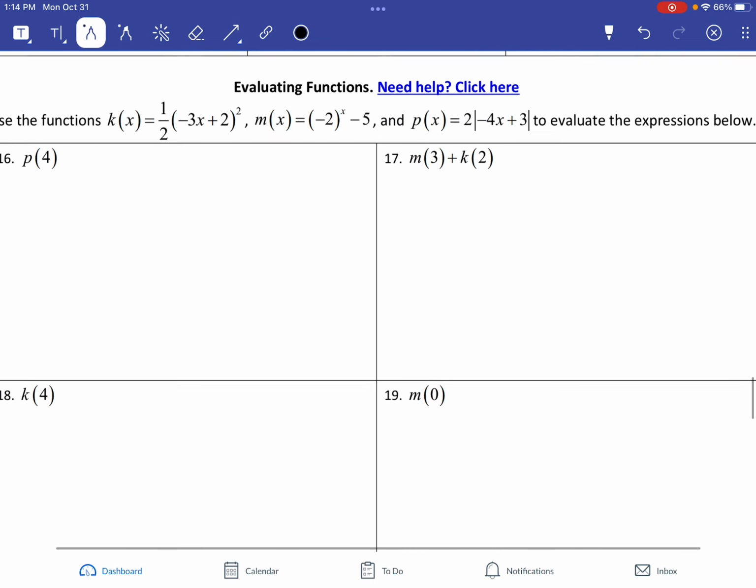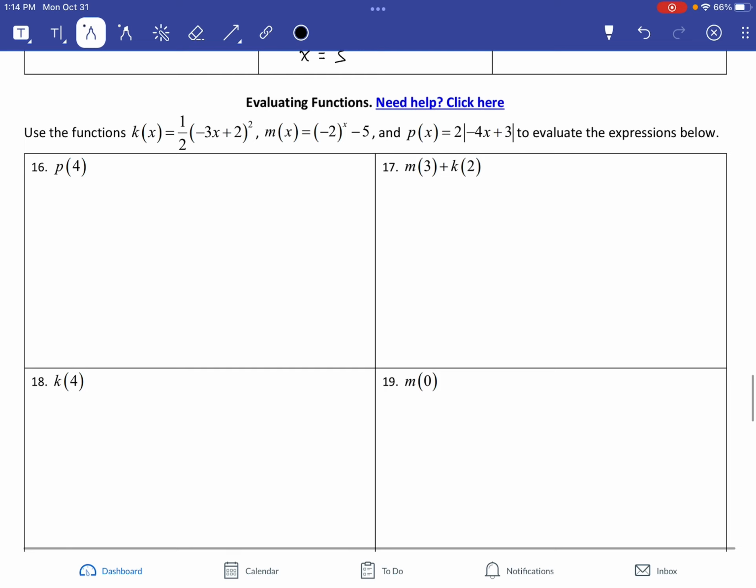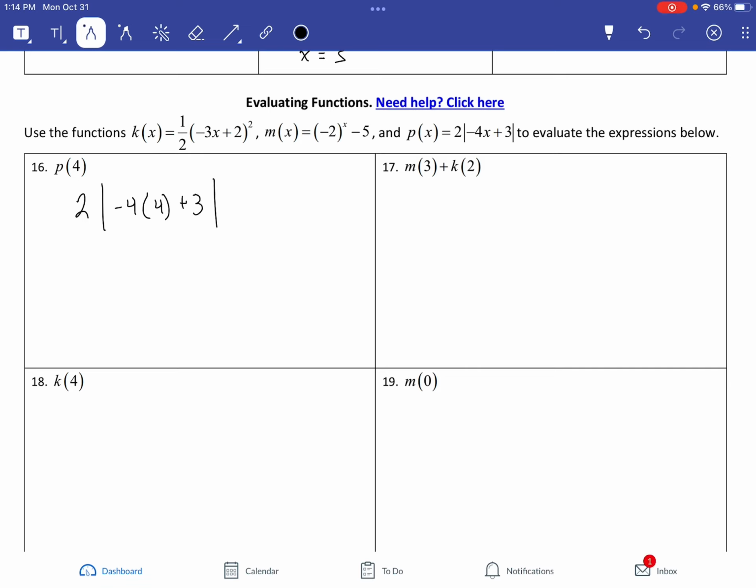Okay, some evaluating functions. We're putting 4 into the p function. So we're going to have 2 times the absolute value of negative 4 times 4 plus 3. So we're working the inside out. Negative 4 times 4 is negative 16. Negative 16 plus 3 is negative 13. But it's in the absolute value. When it comes out of the absolute value, it's positive 13 times 2, which gives you 26.